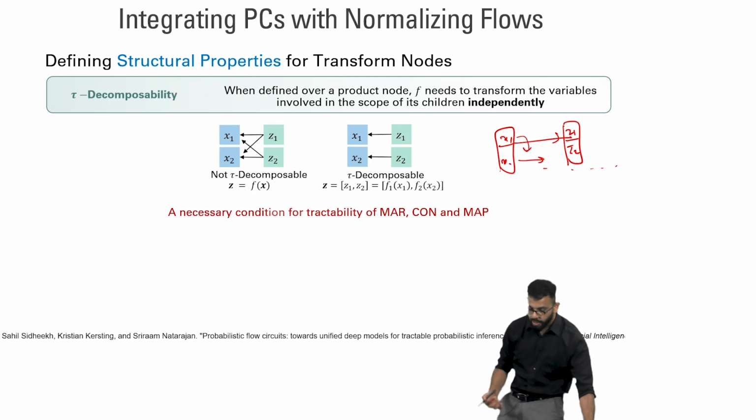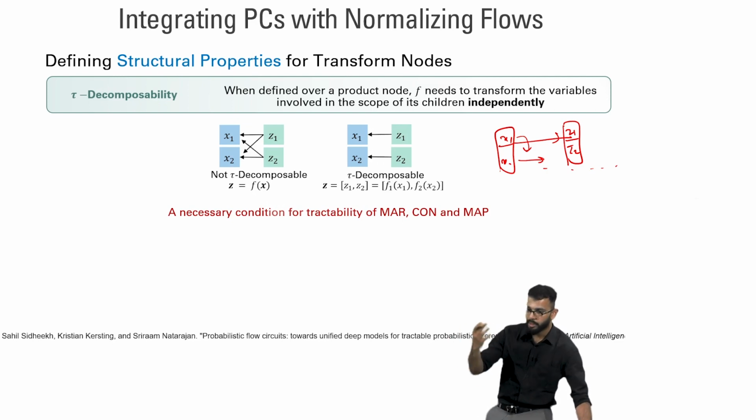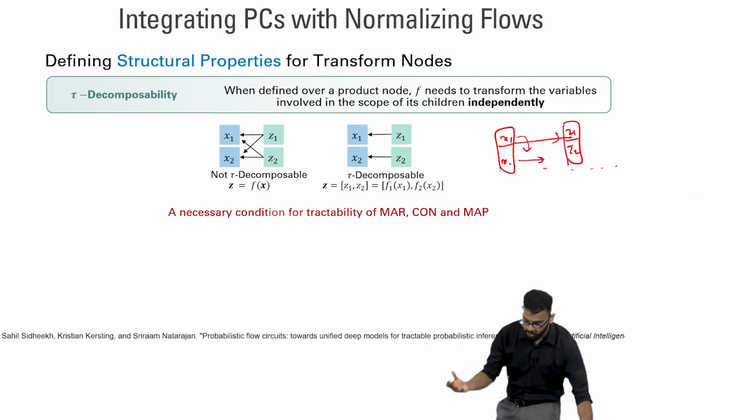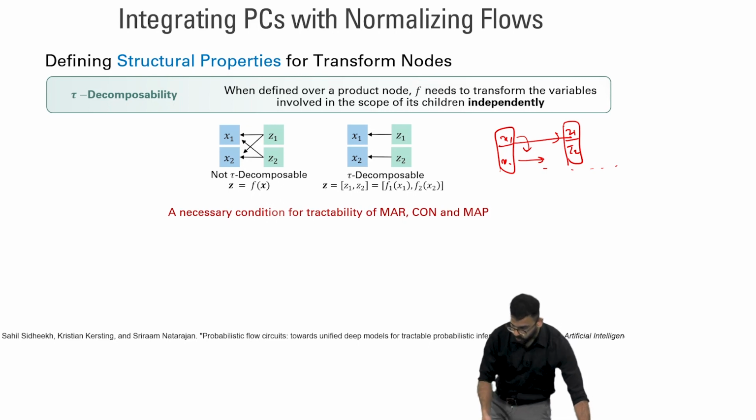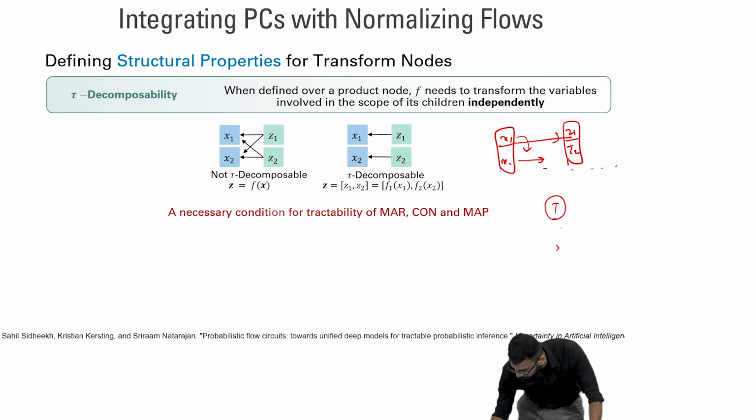I won't get into that, but the idea is that when you have a normalizing flow transformation that makes different random variables dependent, then if you have a product node in your circuit, the transform nodes would cause the children of product nodes to be dependent as well, which means you will not be able to satisfy the decomposability property. Now, to satisfy the decomposability property, what you can instead do is make sure that I have a transform node defined over a product node.